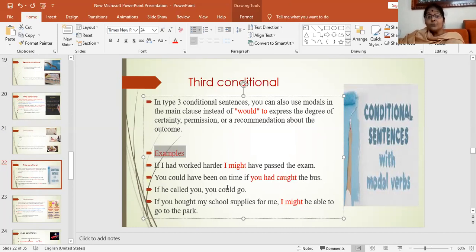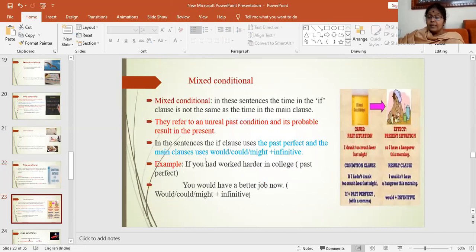If he called you, you could go, right? If you bought my school supplies for me, I might be able to go to the park. So what we are observing in these sentences is that you can use your modals, right? And instead of would, we can use them, right? Now, let us go to our next topic that is talking about mixed conditionals.